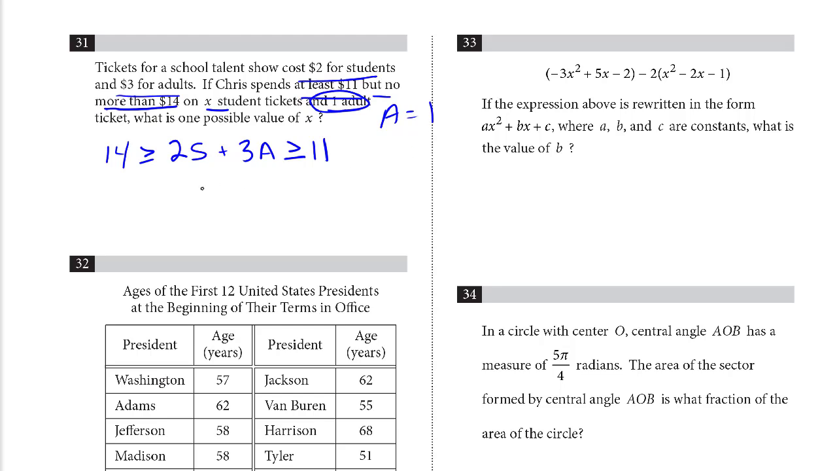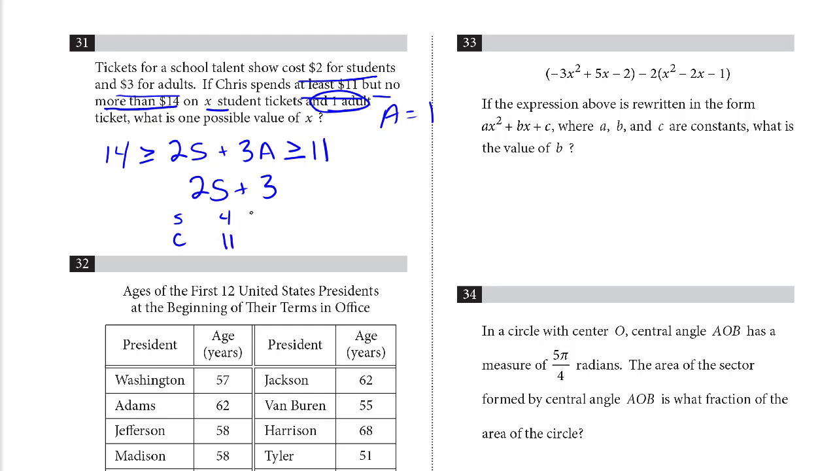Okay, so we have 2 times the number of student tickets plus $3 is going to be greater than or equal to 11 and less than or equal to 14. Right away, if S equals 4, and let's just set this up, the total cost, C, is going to be 2 times 4, 8, plus 3. It's going to be 11.